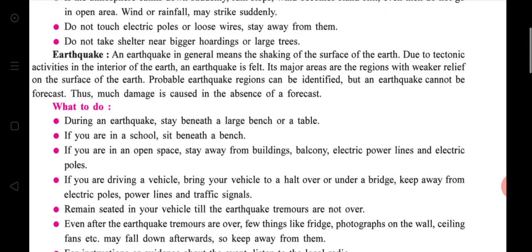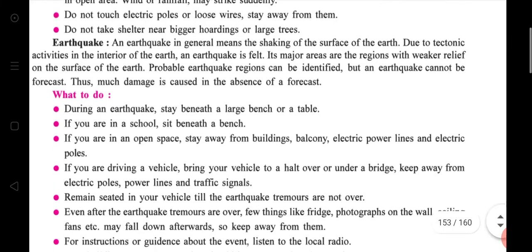Please underline: an earthquake in general means the shaking of the surface of the earth due to tectonic activity. Which type? Tectonic activities in the interior of the earth. Underline tectonic activities. Its major areas are the regions with the weaker relief. Probably an earthquake region can be identified, but the earthquake cannot be forecast. Thus much damage is caused in the absence of a forecast.